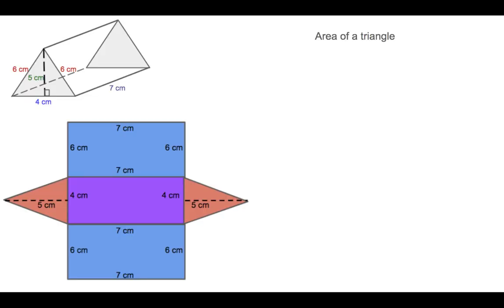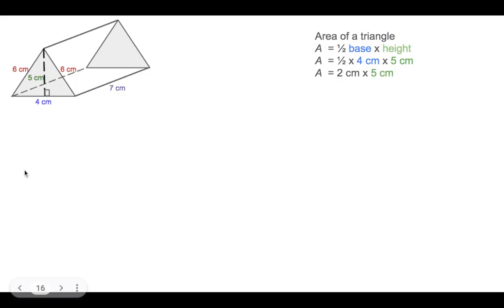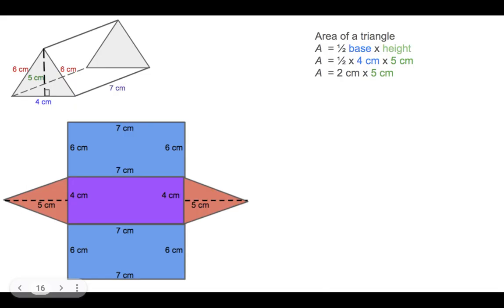So let's look at the area of a triangle. The formula for the area of a triangle is half the base multiplied by the height. I'm going to replace the base with my 4 centimeters right here, and the height with my 5 centimeters. I'm going to multiply my 1/2 by the 4, and I have my 2 centimeters, and the product of 2 and 5 is 10. So one triangle is 10 squared centimeters.